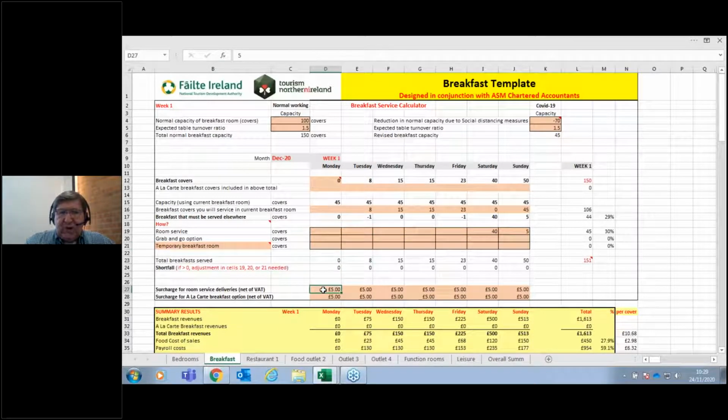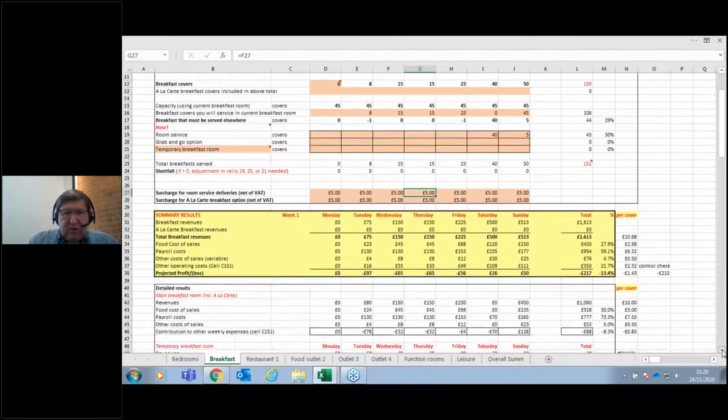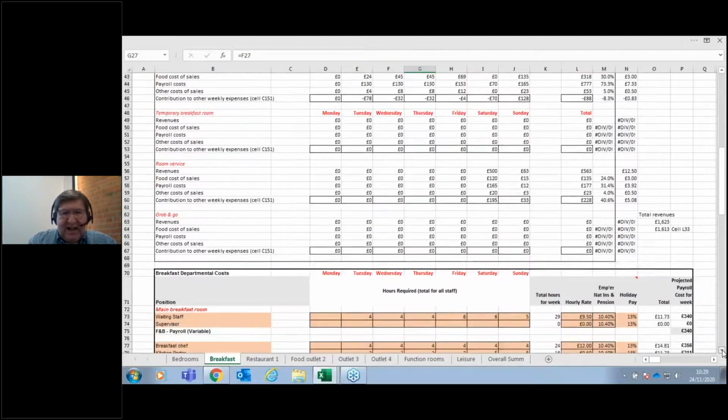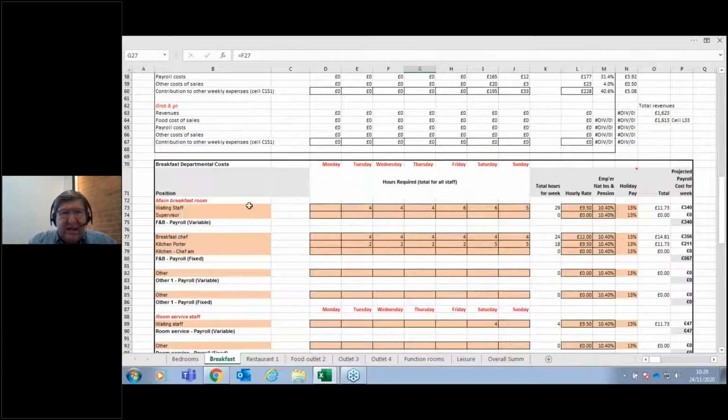Do we offer a surcharge, or do we make a surcharge rather for room service deliveries? Well, in this case, we're saying we do, of £5. So we enter it once, and it automatically drags that across every other day in the month. But again, we can go in and change that on any day that we particularly want to. So scrolling on down then, what other information do we need to add in? Well, we're back to this again.